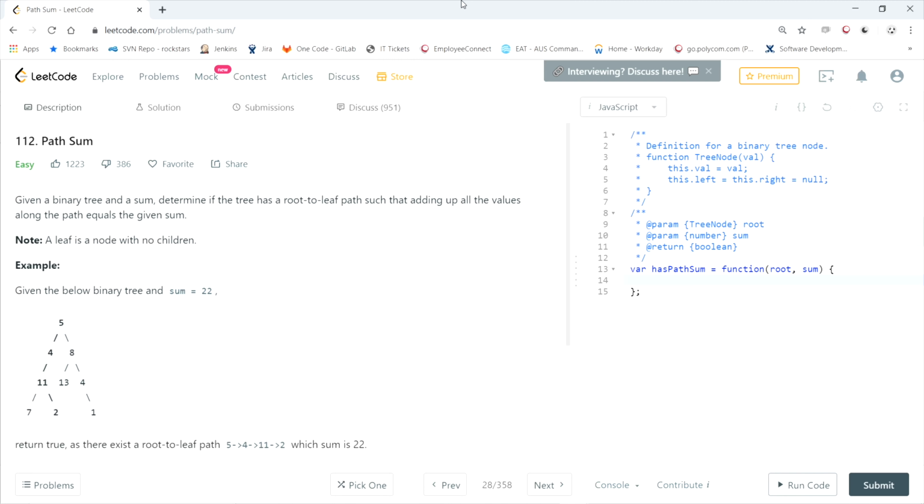Alright, this LeetCode question is called path sum. It says given a binary tree and a sum, determine if the tree has a root to leaf path such that adding up all the values along the path equals the given sum. Note, a leaf is a node with no children. So with the example they give, they're saying the target is 22, and we're returning true because 5 plus 4 plus 11 plus 2 equals 22.